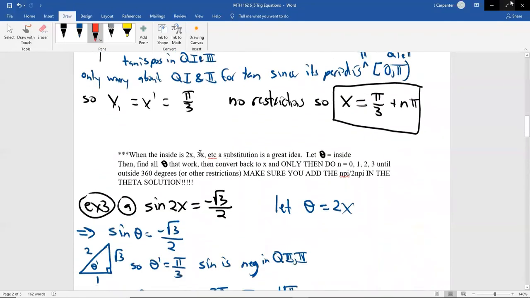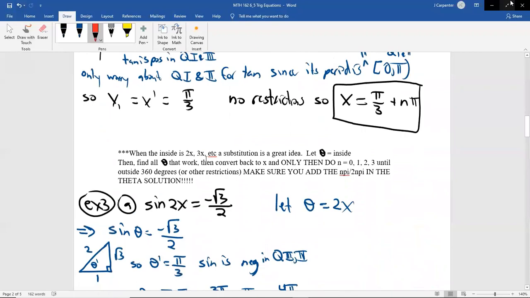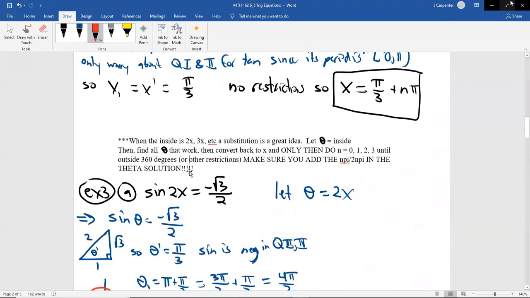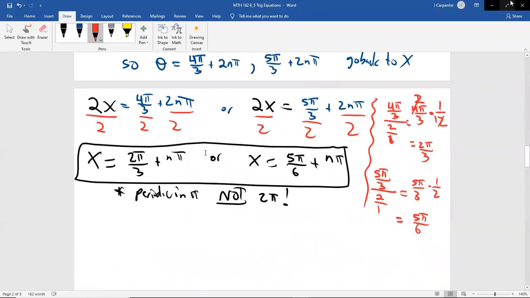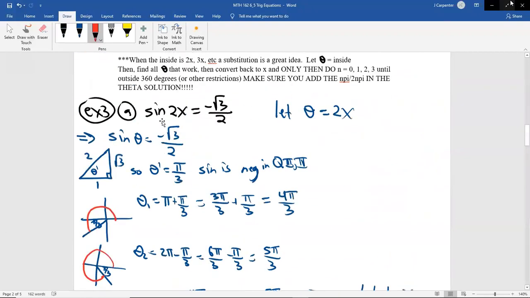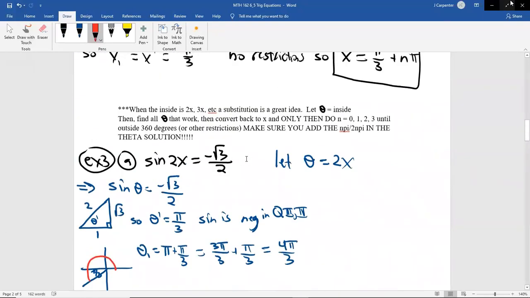So again, this whole little let n equals 0, 1, 2, 3 is only if you have restrictions. Notice I said or other restrictions. So that's why I did not do anything having to do with n equals 0, 1, 2, or 3 here, because this problem had no restrictions.